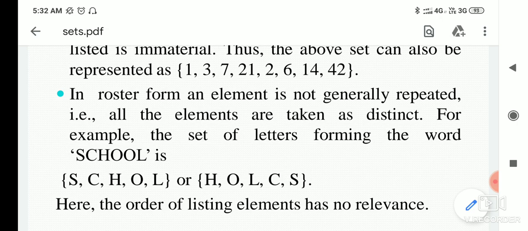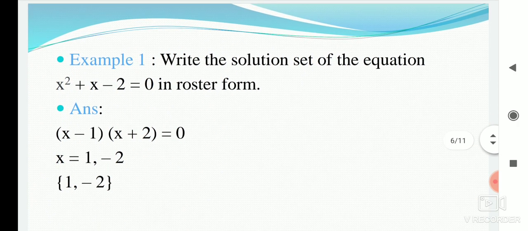If you are representing elements in a set, then you need to be specific about how you form that set. In tabular form there are certain rules which you can use to form the set. In tabular form the order of elements doesn't matter, and in general the elements are not repeated, so you have to remember that. Let's see the next point.